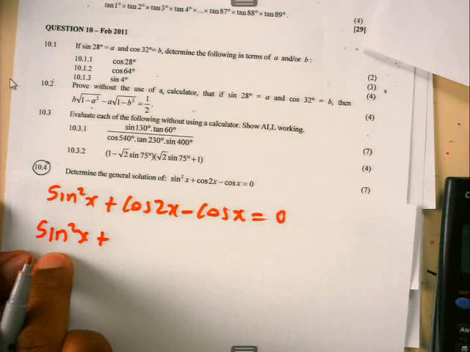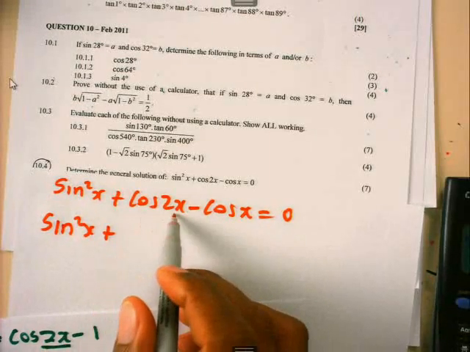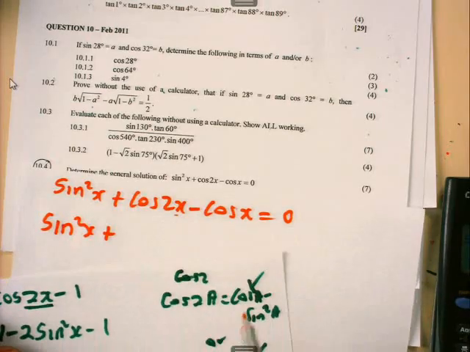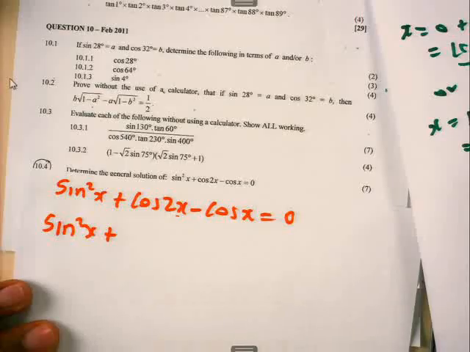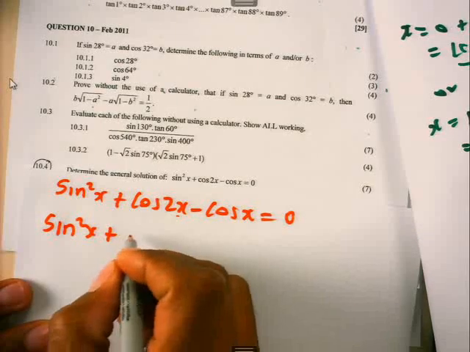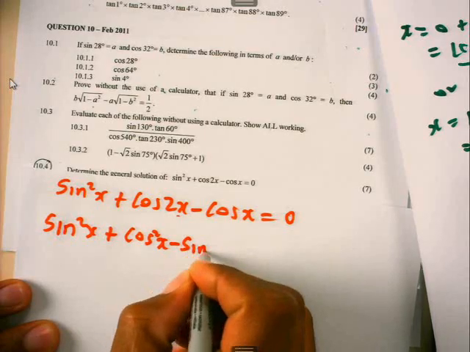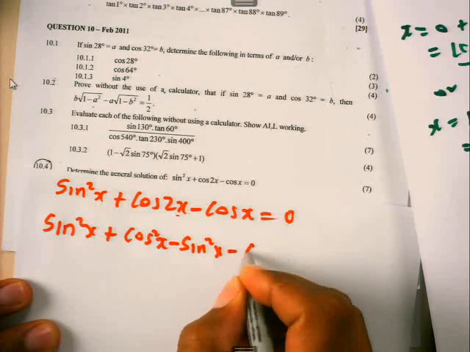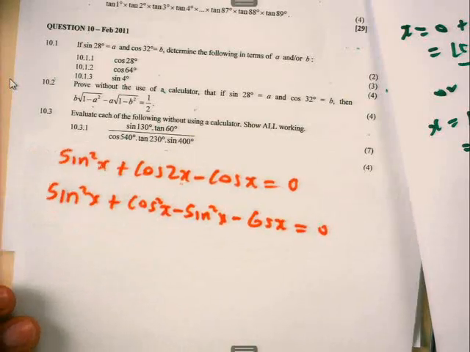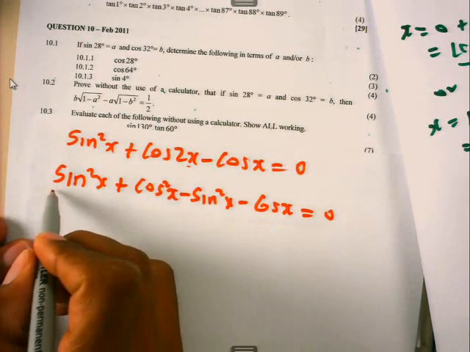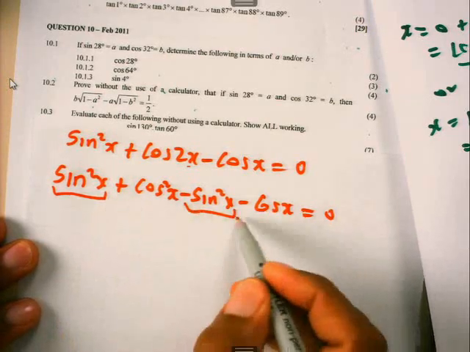If I keep this one the way it is, then when it comes to cos 2x, we must choose the first identity, where we have cos 2x is equal to cos squared x minus sine squared x, then minus cos x is equal to 0. Right, now look at this one. Now we can say, okay, sine squared x minus sine squared x.